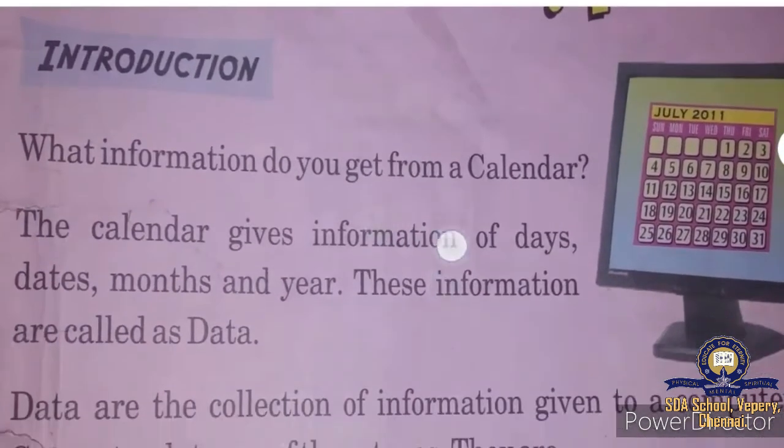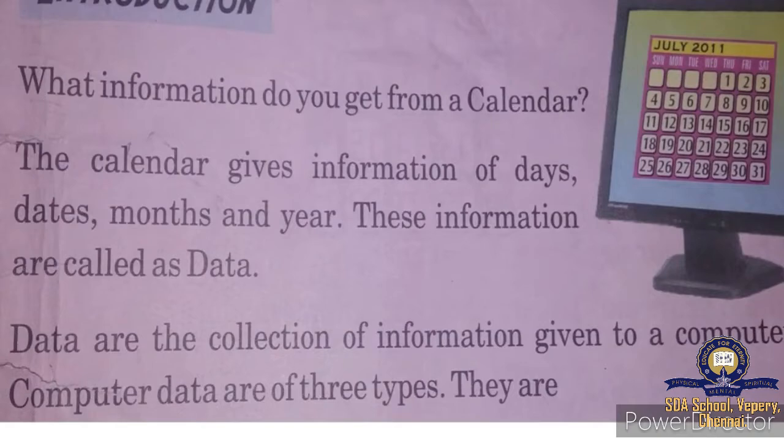If you see this page, what information do you get from a calendar? The calendar gives information of days, dates, months and years. This information is called data. Data are the collection of information given to a computer. Computer data are of three types. What the types are, we will see further.